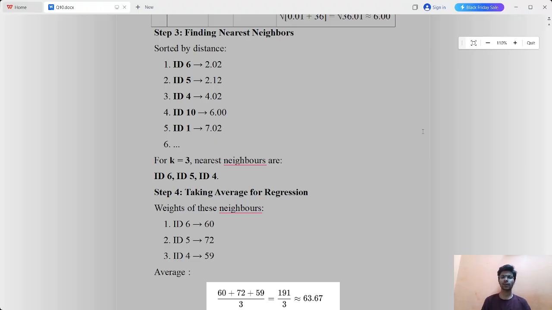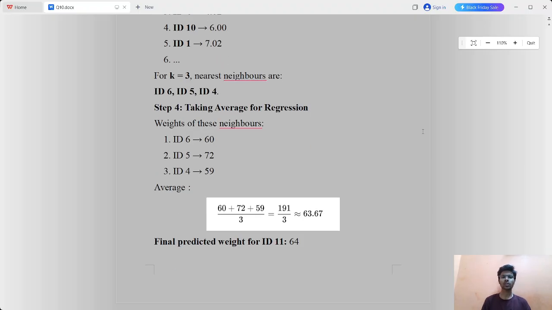The k nearest neighbors are ID 6, ID 5, and ID 4. Taking the average for regression, the weights of these neighbors are: ID 6 equals 60, ID 5 equals 72, and ID 4 equals 59. The average, after calculating, is 60 plus 72 plus 59 divided by 3, which equals 63.67. The final predicted weight for ID 11 is 64.